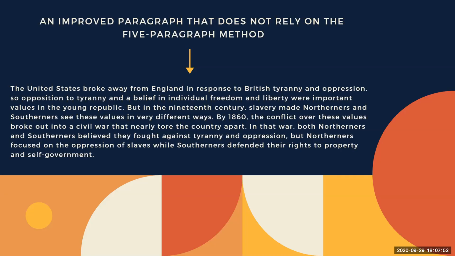In that war, both Northerners and Southerners believed they fought against tyranny and oppression, but Northerners focused on the oppression of slaves, while Southerners defended their rights to property and self-government.